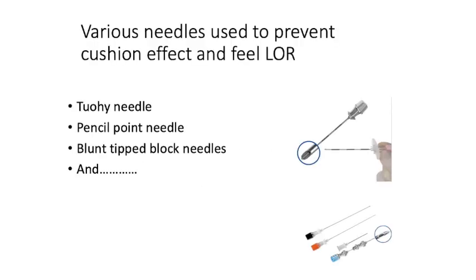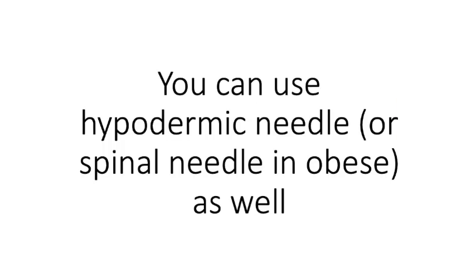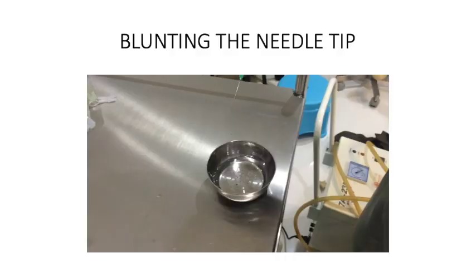You can use various needles like the Tuohy needle, which is blunt tip. You can use a pencil point needle as I described, blunt tip block needles, and last but not least, you can use a hypodermic needle or spinal needle in obese patients to give the block. So you require just a needle, syringe, and local anesthetic drug to give TAP block.